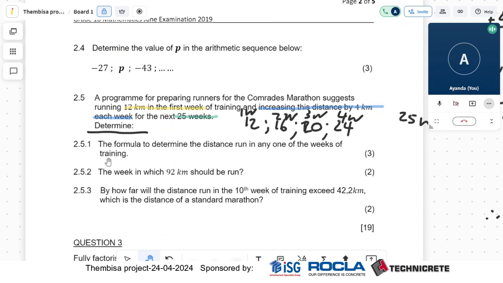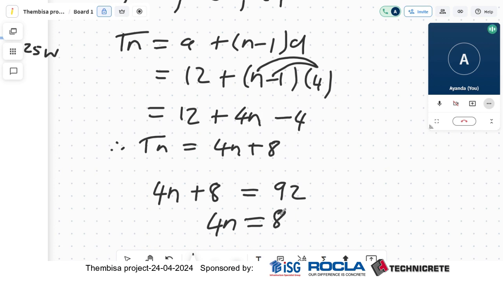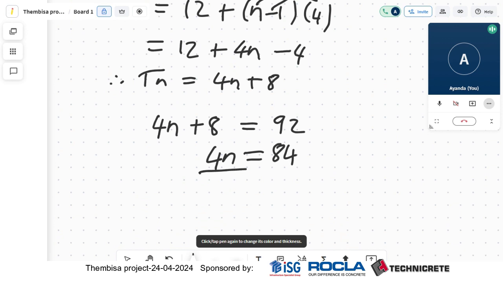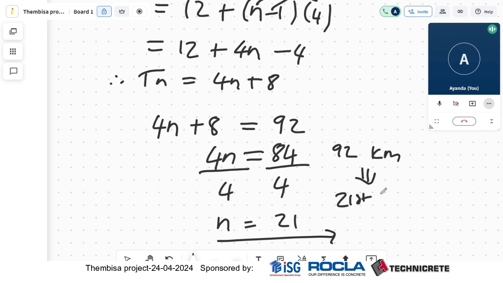2.5.2 asks, determine the week in which 92 kilometers should be run. So what we're going to do is use the formula that we've just made. And we're going to look for n, which is the number of the week. So 4n plus 8 must give us an output or total kilometers of 92 kilometers. So if we take the 8 to the other side, subtract 8 on both sides, we're left with 4n is equal to 84. If we divide both sides by 4, we're left with n is equal to 21. So 92 kilometers needs to be run on the 21st week.